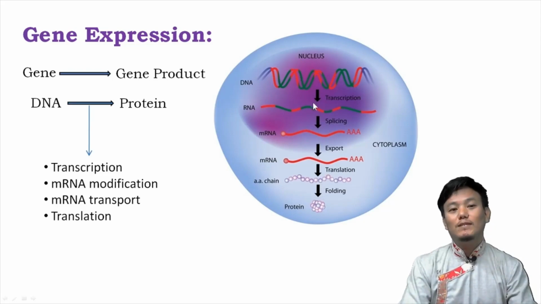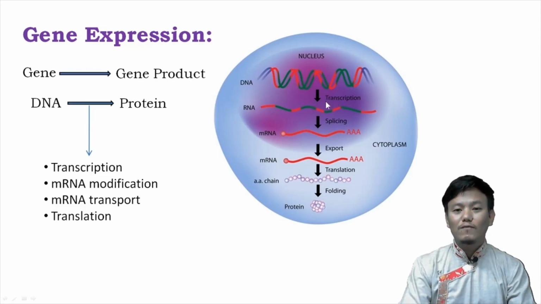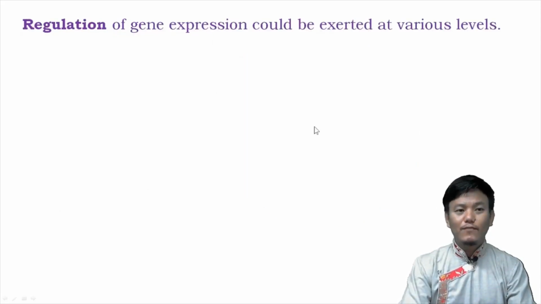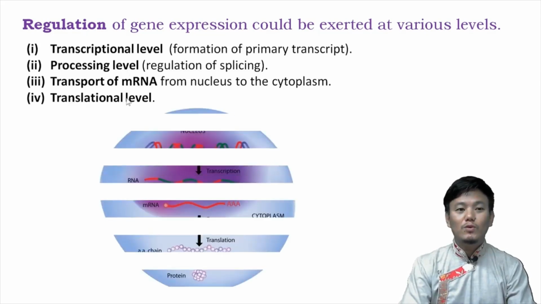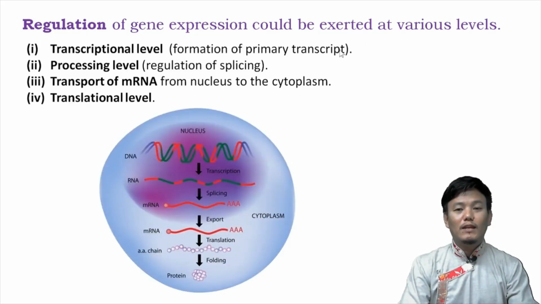When we talk about how the entire gene expression process is regulated, the regulation of gene expression can happen at any of these steps. Therefore, regulation of gene expression could be exerted at various levels. Those levels are the transcriptional level, processing level, transport of mRNA, and during translation as well. So the regulation of gene expression can happen anywhere.